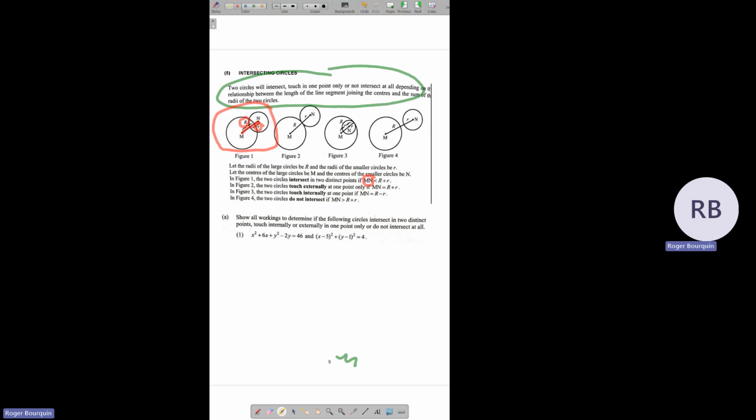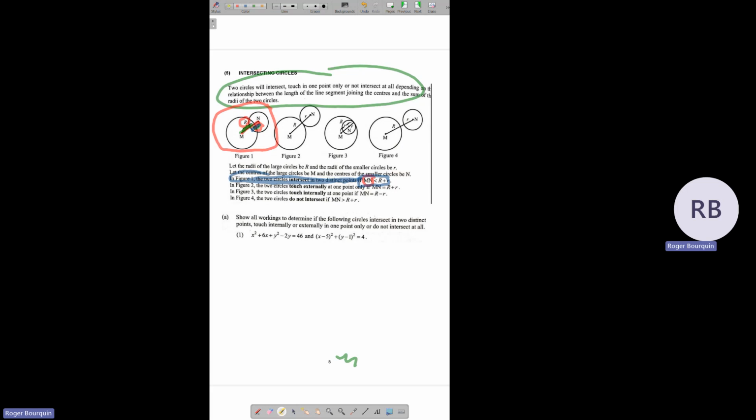So in the first scenario, in figure 1, if you look at MN, the distance between the centers of the circles, MN is less than the sum of the radii, because if you add the radii together, that plus that is going to be bigger. The green radius, and the blue radius of circle center N, so big R plus small r, the sum of the radii, is bigger than the distance between the two centers. And if the sum of the radii is bigger, then they must intersect at 2 points only.